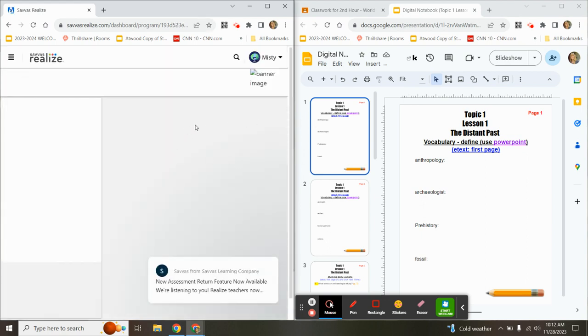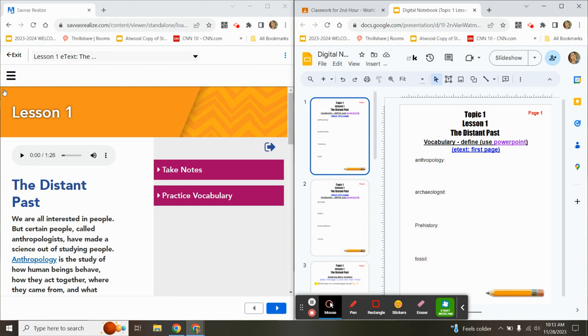So let's go ahead and look at the e-text. I do recommend you use the textbook in front of you because the textbook is so much easier to navigate through than the e-text. All right, I have the e-text open for lesson 1.